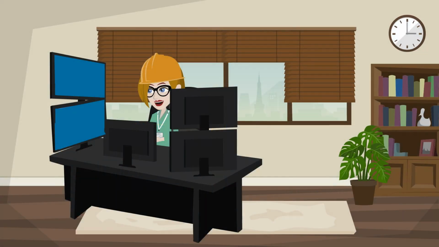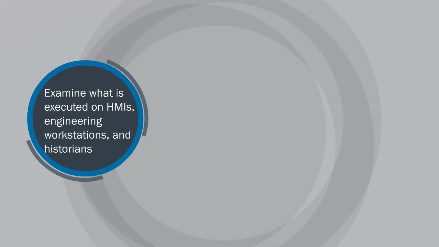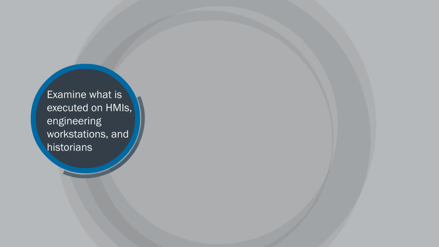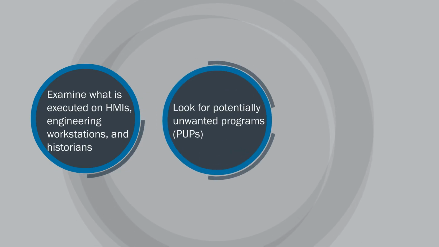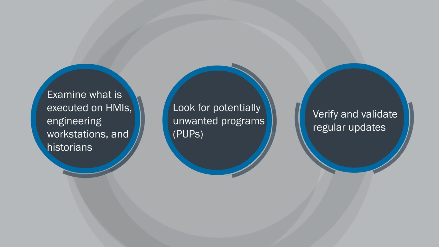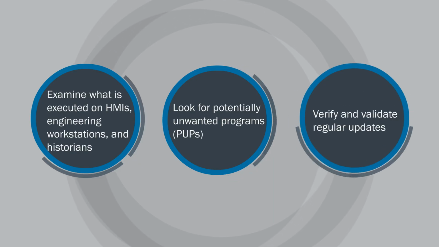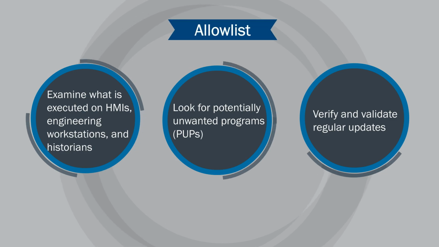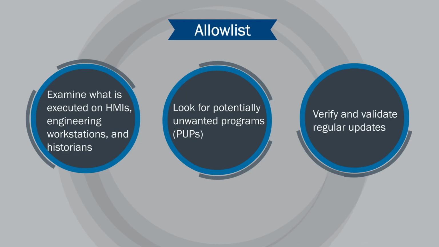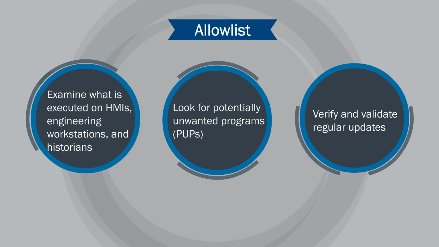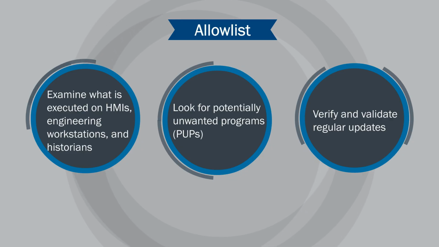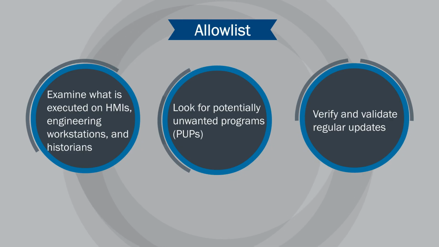It is essential to monitor processes on critical assets. This includes examining what is executed on HMIs, engineering workstations, and historians. Look for potentially unwanted programs, PUPs, verify regular updates, and ensure updates are validated. These activities fall under the broader category of allow listing, though practical implementation can be challenging. By focusing on these areas, you can better detect anomalous behavior or integration issues.